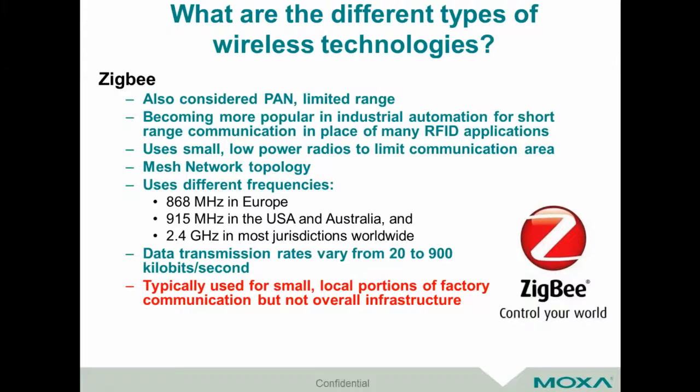Now, there's a few things to know. It does use different frequencies depending on where you are in the world. Europe uses 868 megahertz. Here in the good old US of A, we use 900 megahertz, as does Australia. The one thing to be aware of is that in most other countries in the world, Zigbee actually operates on 2.4 gigahertz. If you have any devices or machines that you ship overseas, be aware that the 2.4 gigahertz operating frequency can, in fact, impact some traditional Wi-Fi networks as well.